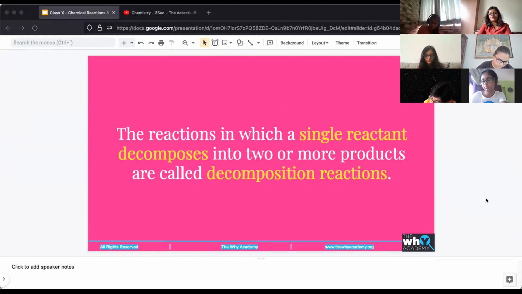So even in decomposition reactions, that exact same thing is going to happen. So you have a single big compound that breaks down into two or more products. So reactions in which a single reactant decomposes into two or more products is called a decomposition reaction. Yeah, so write down the definition, then we look at the examples and types of decomposition reaction.